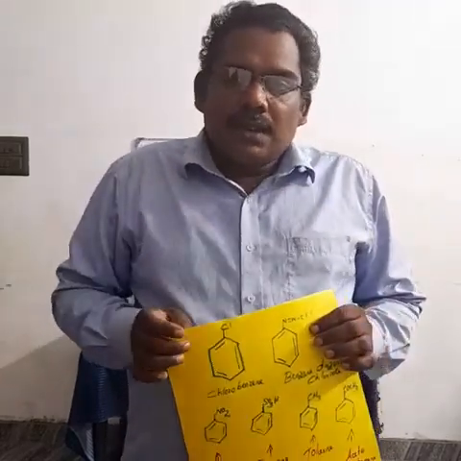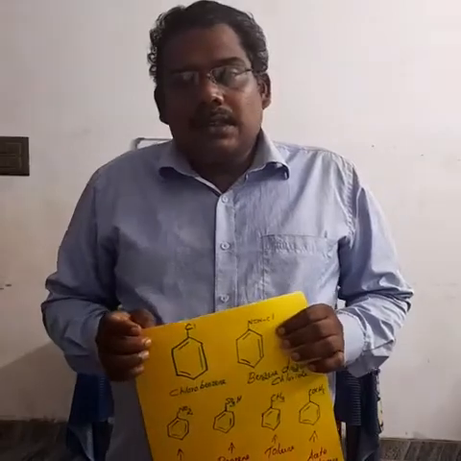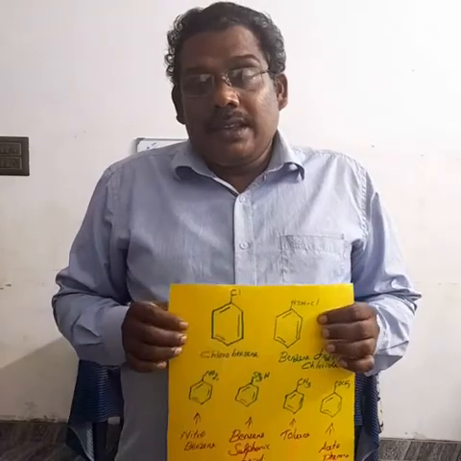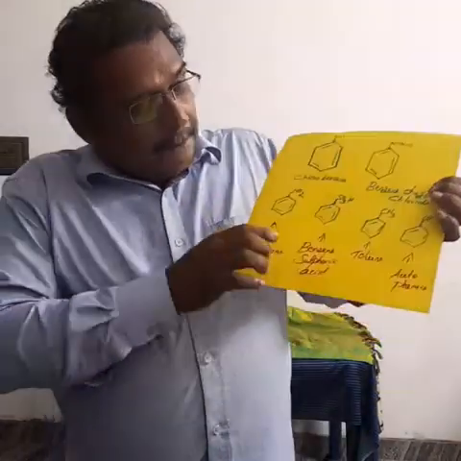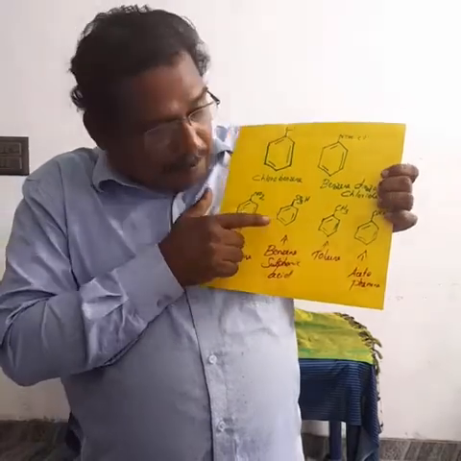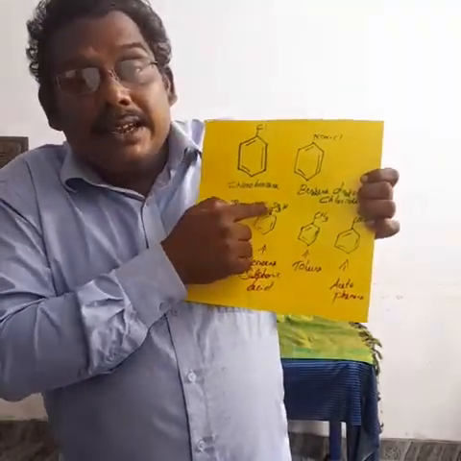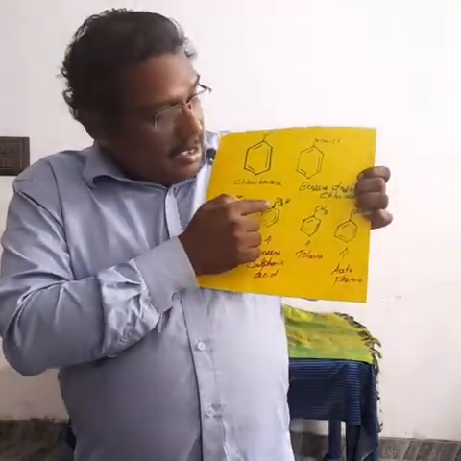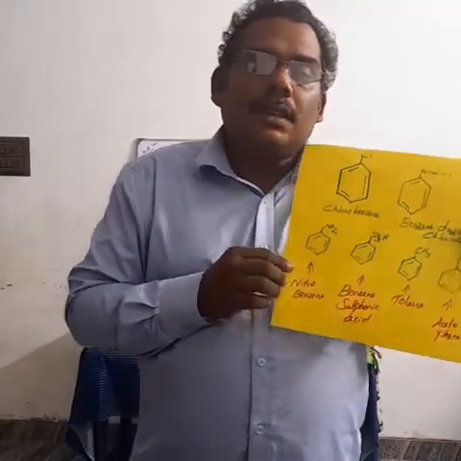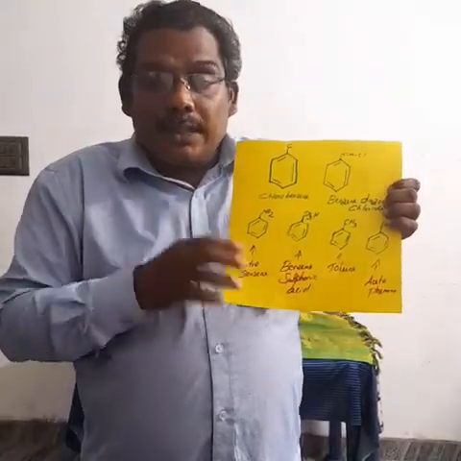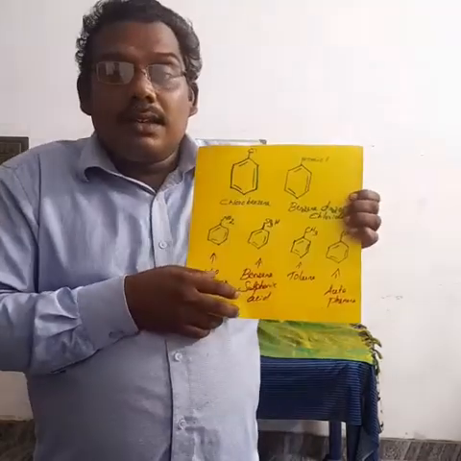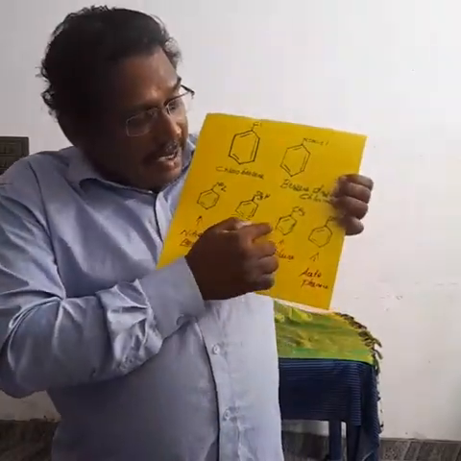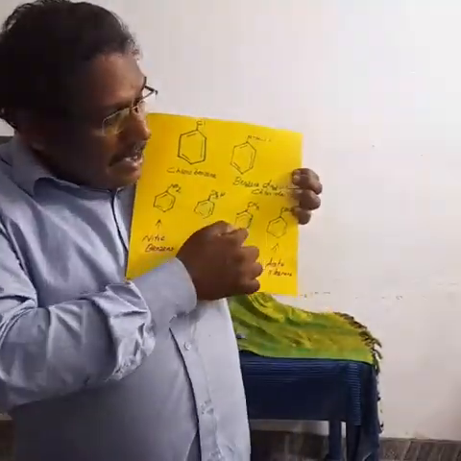Next, sulfonation. The benzene molecule reacts with concentrated sulfuric acid. We get a compound called benzene sulfonic acid, one benzene ring with the sulfonic acid group. So what is the formula here? C6H5SO3H. And one more product is obtained from another reaction with chloride. What is the formula? C6H5CH3, one benzene ring along with CH3.